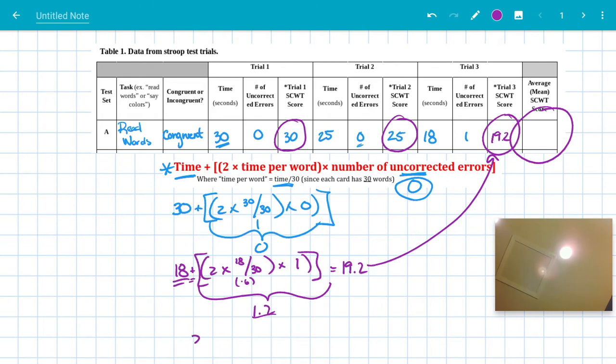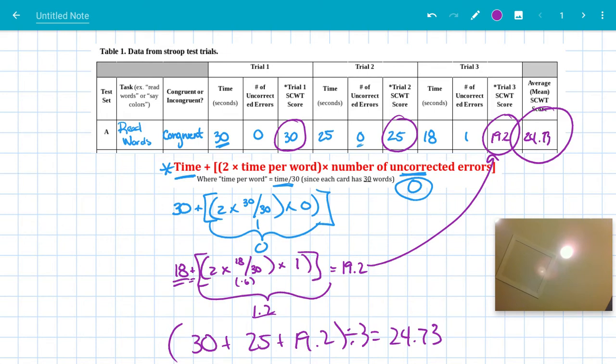Add those 3 together. 30 plus 25 plus 19.2. And then divide the whole thing by 3 to get the mean. And when I divide it all out, I get 24.73. And that's the answer that I'm going to write right there. Okay, so I've done the first data table. Now we're going to get to the data table that's a little bit trickier.